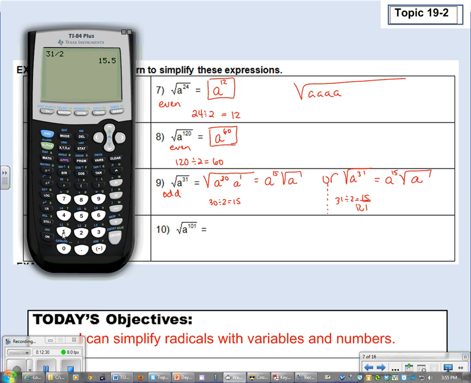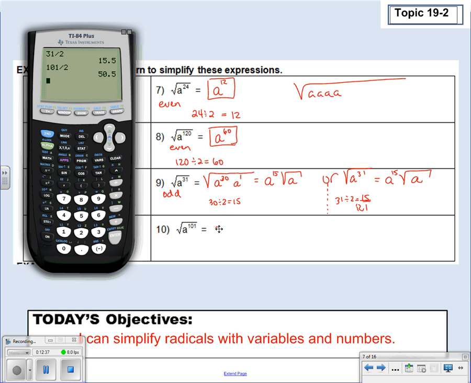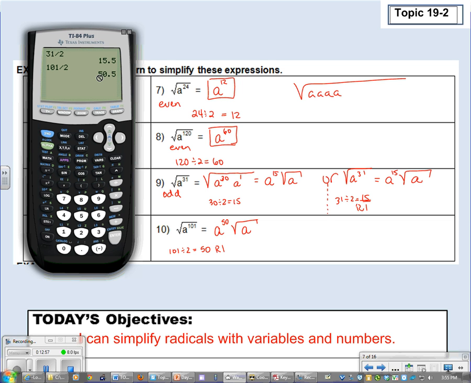So if I do number 10 that way, again, 101 divided by 2, I'm going to get 50.5. So this tells me I'm going to have a to the 50th power, and then that 0.5 tells me there's 1 left over. Again, that is saying that I'm doing 101 divided by 2. That gets me 50, and I have a remainder of 1. And I'm using the calculator to come up with that number right out front only. It's only giving me that number up front, the 50.